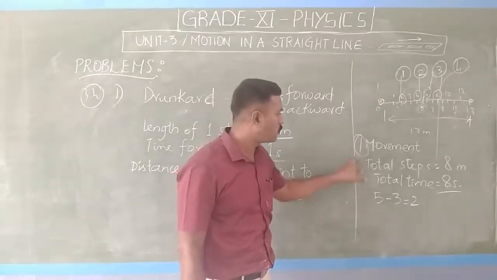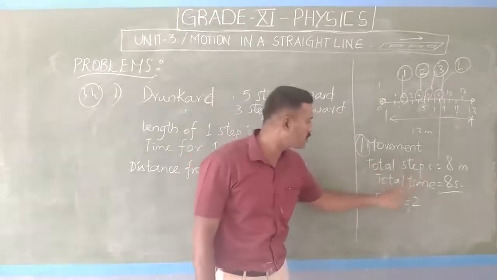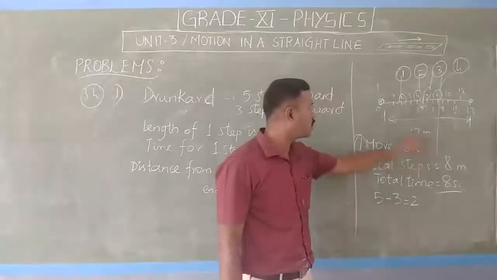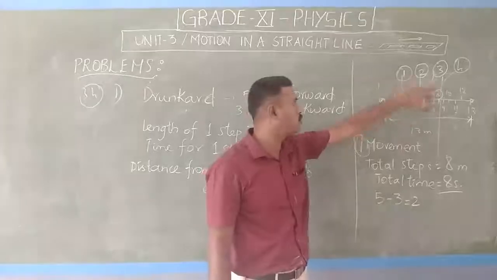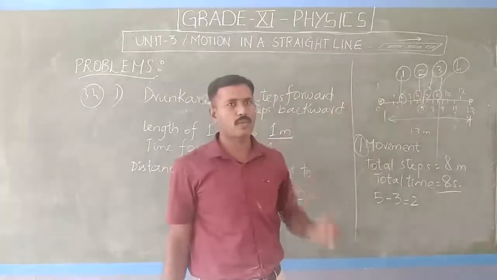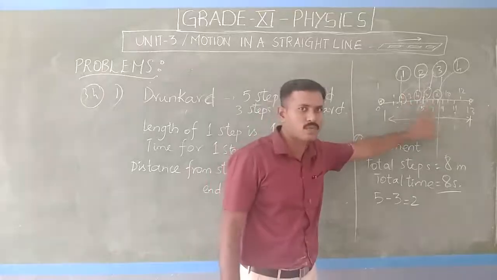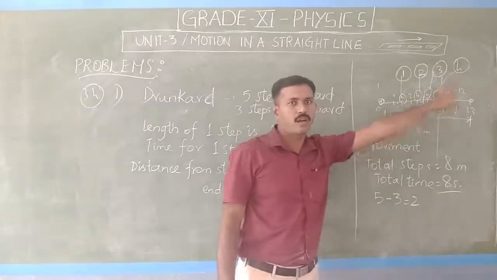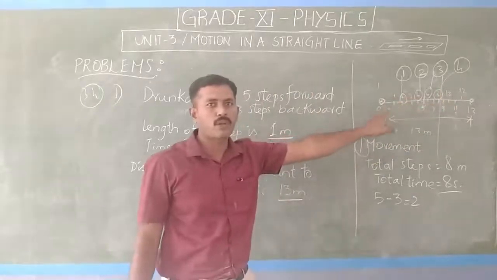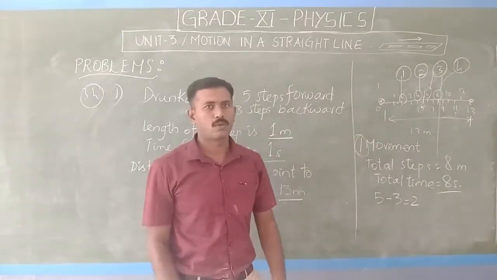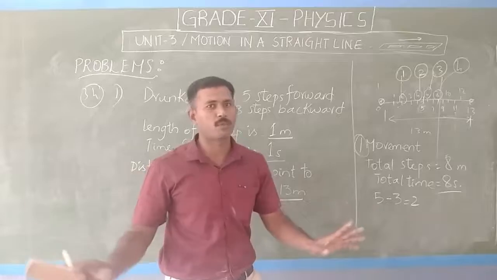So one movement, total steps 8 meters, total time 8 seconds. So that is 5 minus 3 is 2, and you will go to 2. Then from 2, another one movement, you will get to 4. From 4 to 6, 6 to 8. Then after 8, there is no need for you to complete one movement.